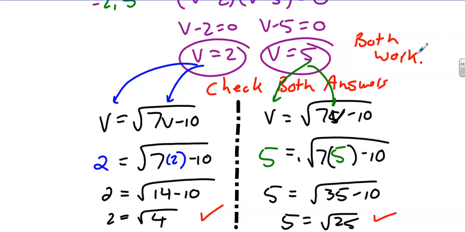Okay, so one solution maybe, two solutions. Now, it could be that you may check both and neither one worked. If neither one worked, then it's no solution. Probably not going to happen, but it is a possibility when you start working through some of these.